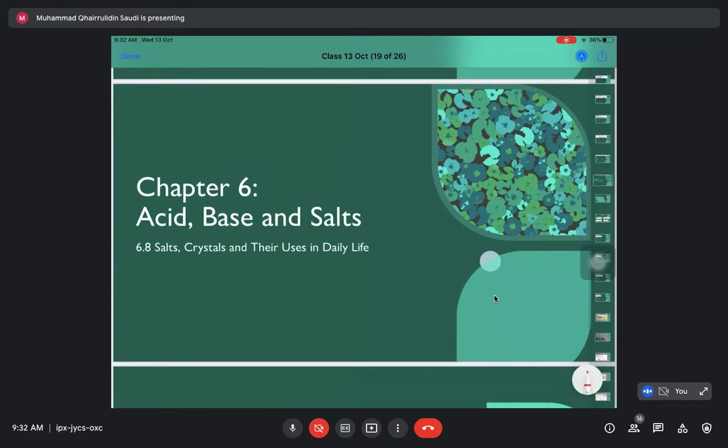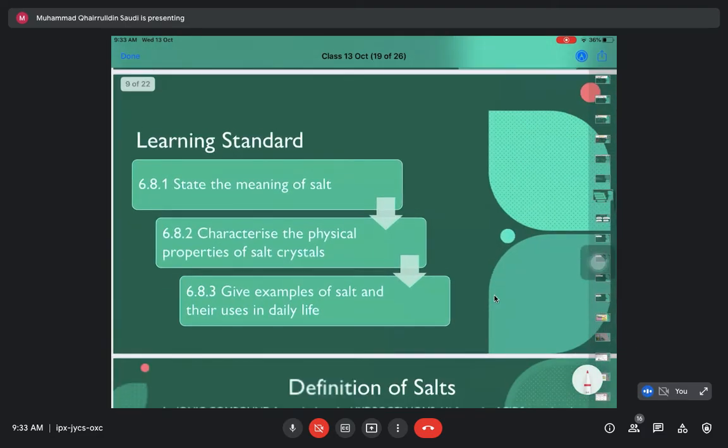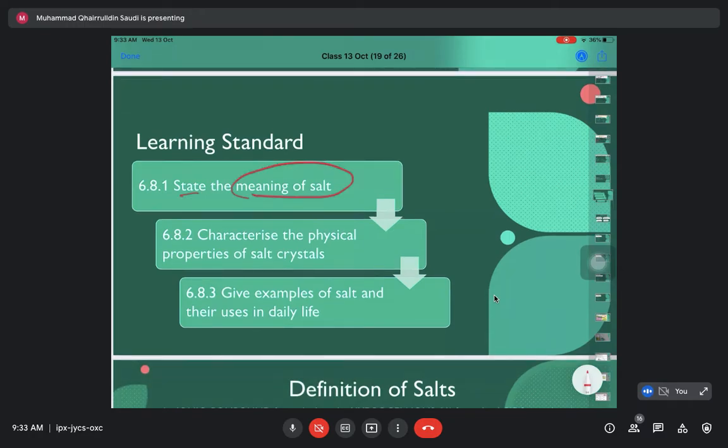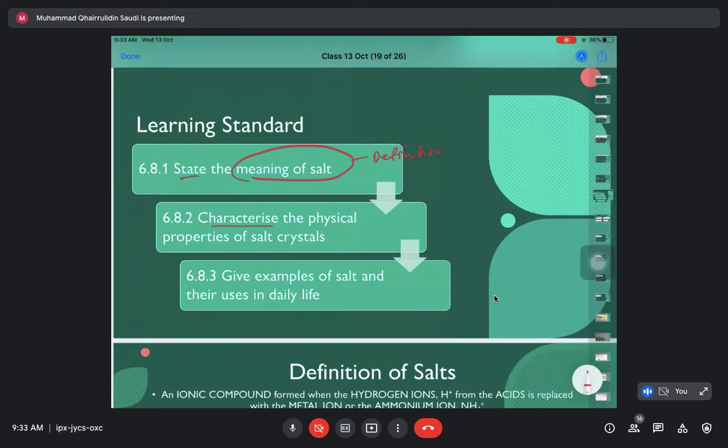So our topic for today is this part. Chapter 6 is acid, base and salts. So up until last class, you learned about acid and base. So today we are going to learn about salts. Okay, 6.8, salts, crystals and their uses in daily life. So in this subtopic, you should be able to state the meaning of salt, okay, maksudnya definition. You have to know the definition of salt, and then you have to know the characteristic of physical properties of salt crystal and give examples of salt and their uses in daily life.